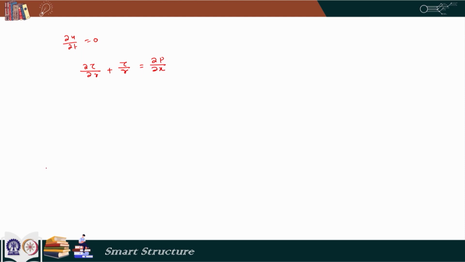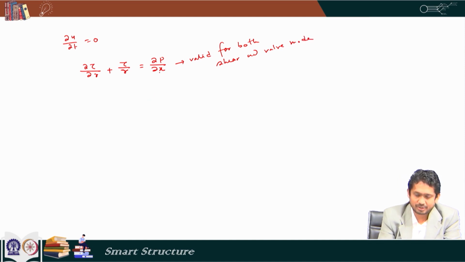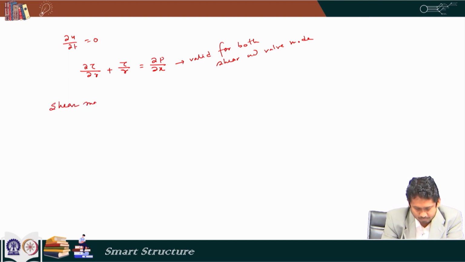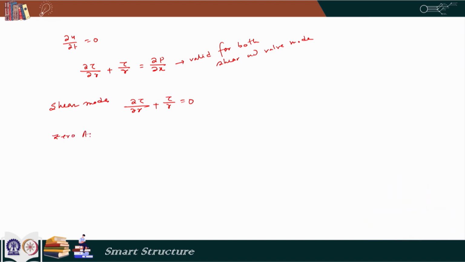So, this was the governing differential equation, and that is valid for both shear mode and valve mode or other mode. Now, the only thing is that when we are in the shear mode, del p by del x is 0 because it is not pressure driven. So, in shear mode we have del tau by del r plus tau by r equal to 0. Okay, now first we will do the solution for 0 applied field.